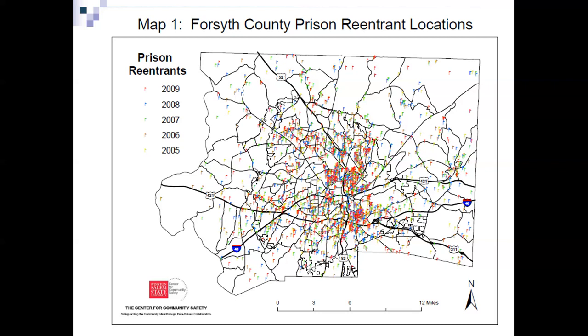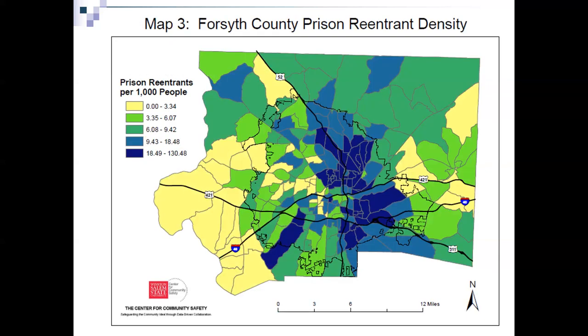Prison re-entry locations. I used to work for a place called the Center for Community Safety. What does this look like to you? This is where all the people return from prison and go. Does this make any sense? Really? Now I can look at prison re-entry rates, density by population.